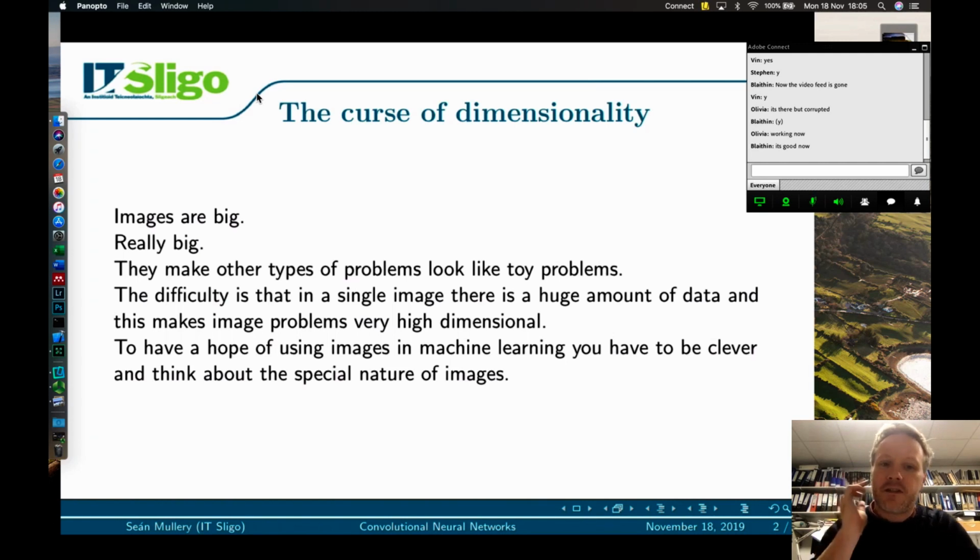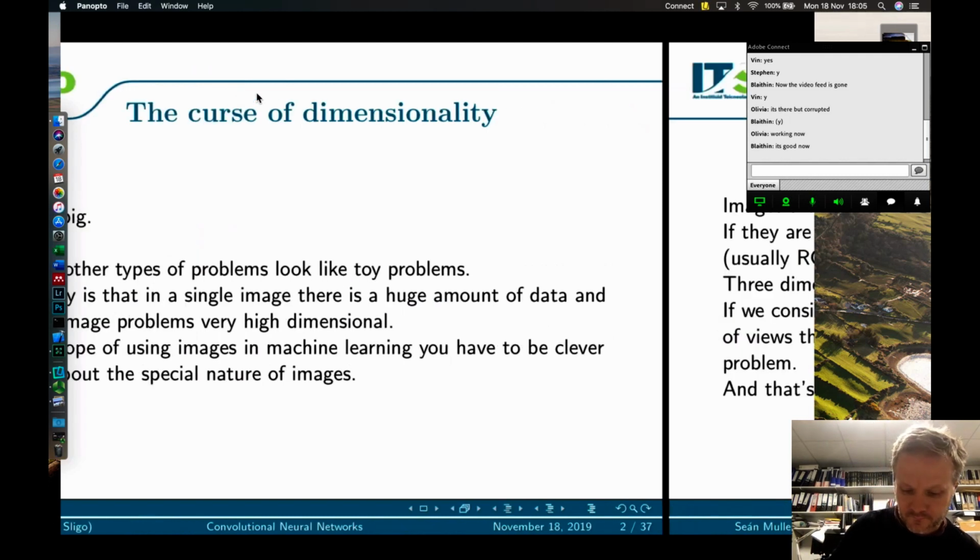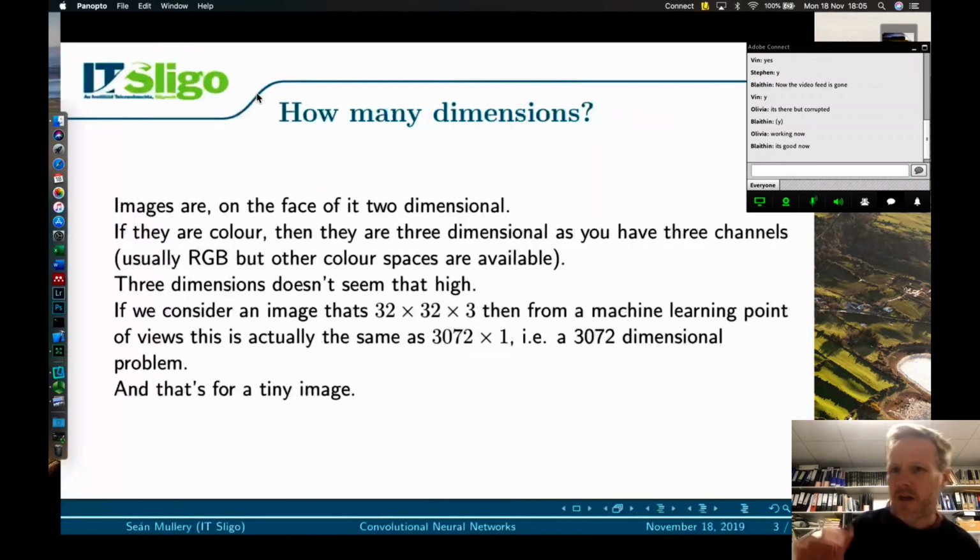The difficulty is that a single image has a huge amount of data, and this makes image problems very high dimensional. To have a hope of using images in machine learning, you have to be clever and think about the special nature of images, and maybe look at some sort of redundancy that might be in there that we can take account of. So how many dimensions are in an image?